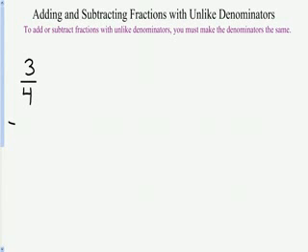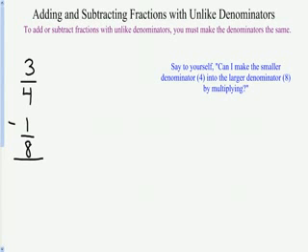We'll take 3/4 and we're going to subtract 1/8. So the first thing I do is I say to myself, can I make the smaller denominator 4 into the larger denominator 8 by multiplying? In this case, the answer is yes. I can multiply 4 times 2 to get 8. So I'm going to multiply it by 2 over 2.